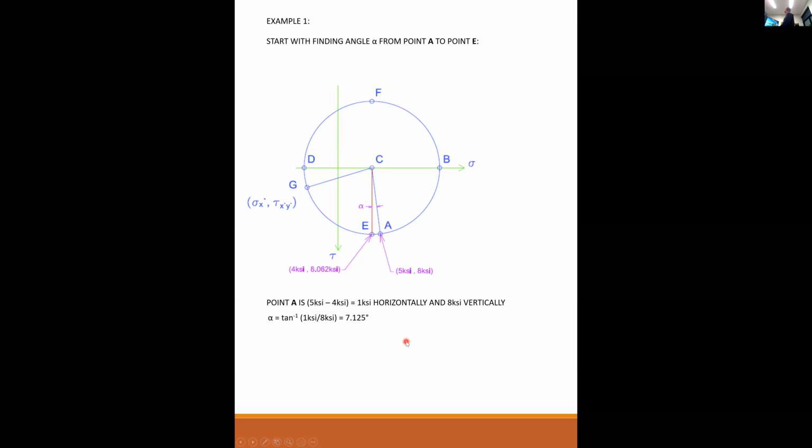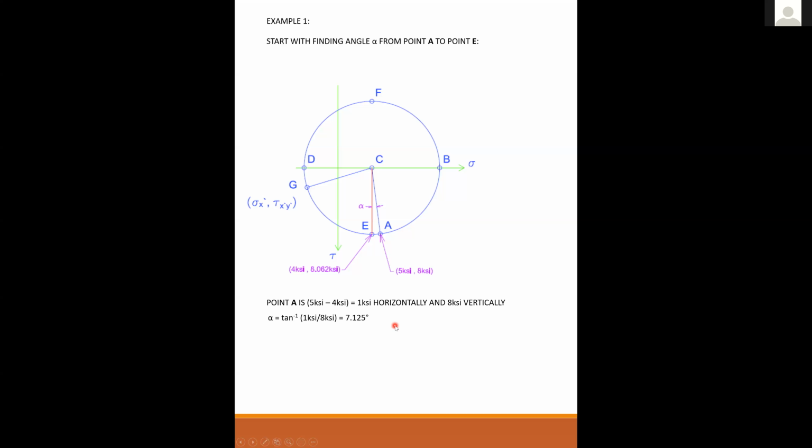I have a question, Professor. Sure. Isn't it negative 7.125? Yes. I'm not saying that just yet. Okay, E is a negative 7.125 from A, but that's not what I'm saying just yet. I'm just saying that the angle between the two of them is 7 degrees. Okay, that makes sense.